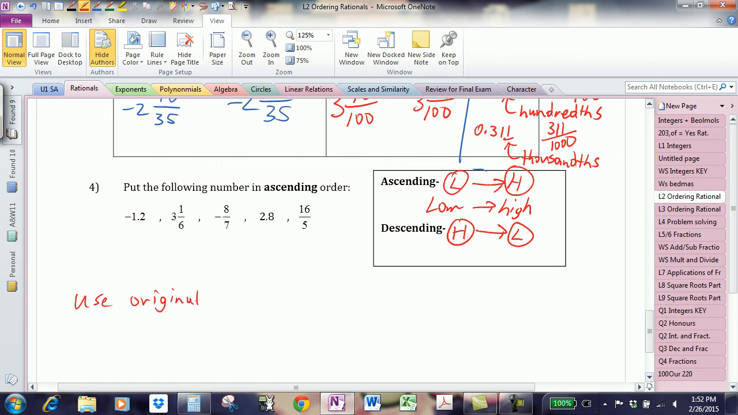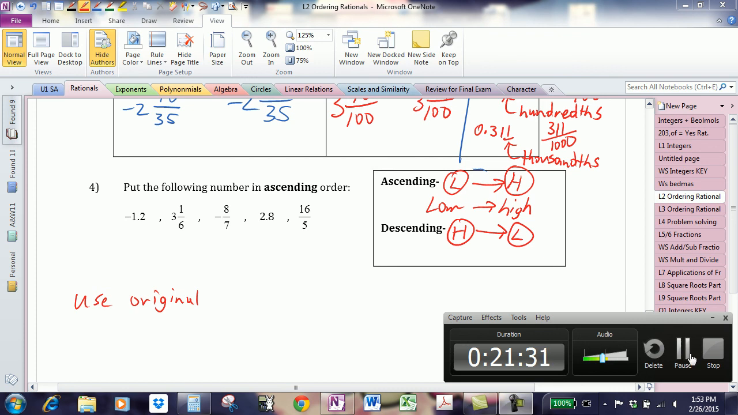Okay. So I want you to compare them. Since I'm not telling you how to do it, what would be the easiest way? Put them all as decimals. What would be an alternate way? Fractions and getting a common denominator. Okay, so go ahead, use your decimals, because that's the easiest way. Get your decimals. Use your calculator. Go.